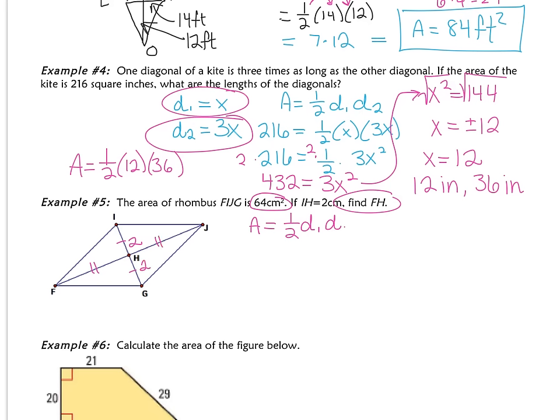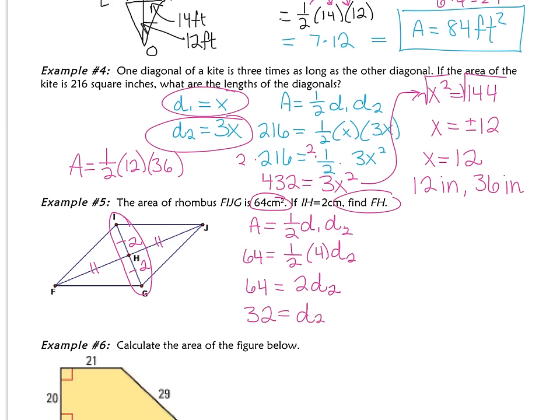So now I have enough information. I'm only missing diagonal 2. I could plug in all the values that they gave me. So the area is 64 equals 1/2. It doesn't matter which one I call diagonal 1, but I'll call this one diagonal 1. So if it's 2 and 2, its total length is 4, and then I have D2. Because 1/2 times 4 is a nice number, I'll just multiply those two. So I get 64 equals 2 times the length of the second diagonal. Divide both sides by 2, I get 32 equals D2.